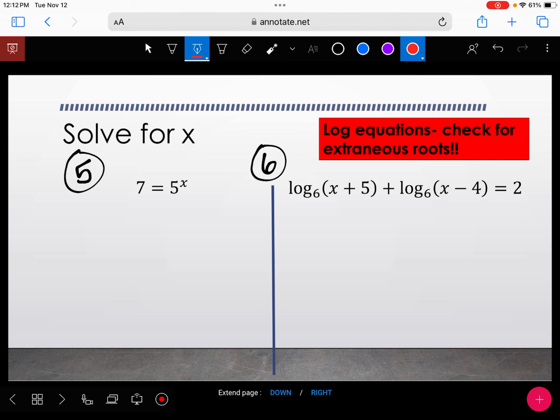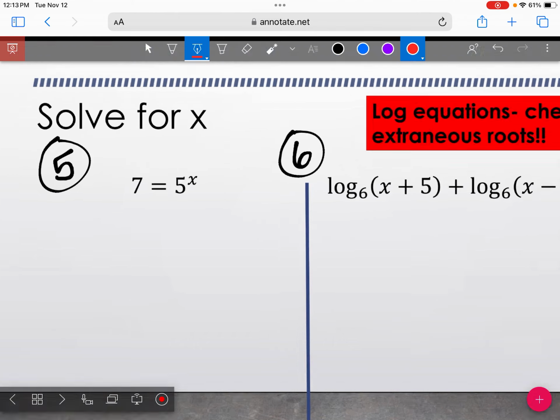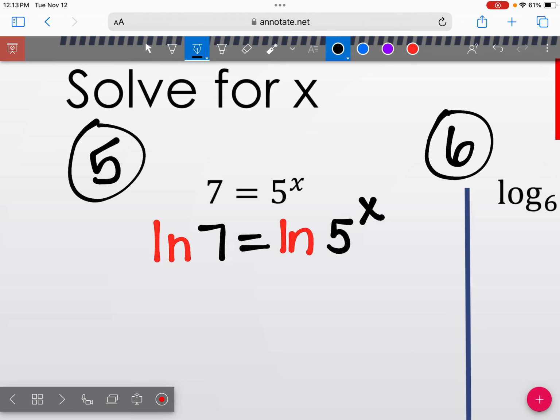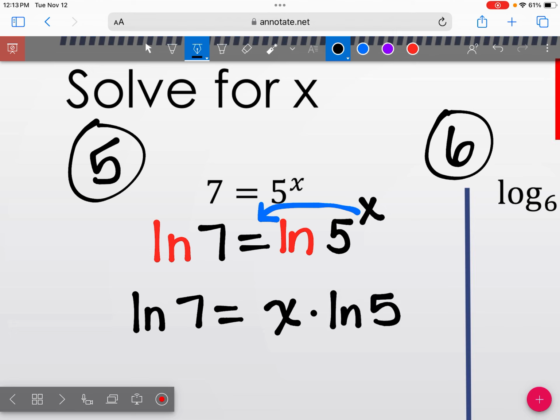So can I rewrite both sides with a common base? 5 and 7. So what do we have to put in on both sides? A log or a natural log. I'm going to put in a natural log this time. If I put in a natural log on both sides, then my log properties apply. So this x gets moved to the front. So that would be the natural log of 7 equals x times the natural log of 5.